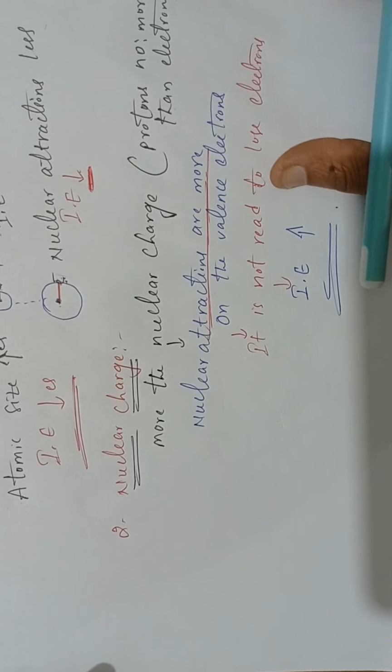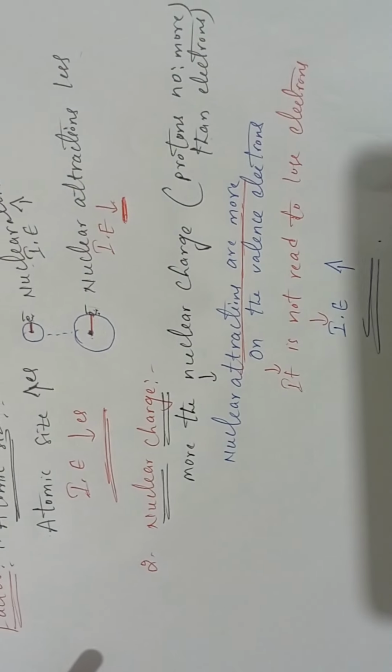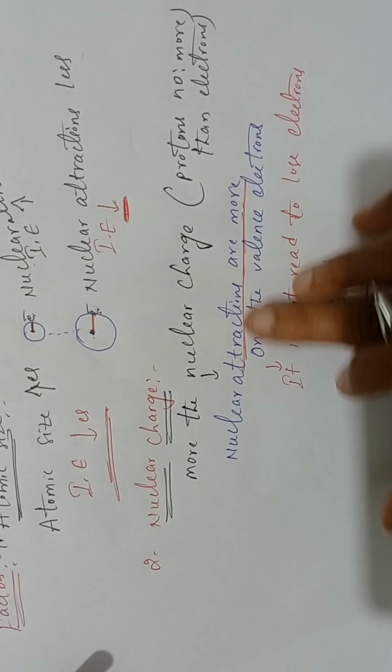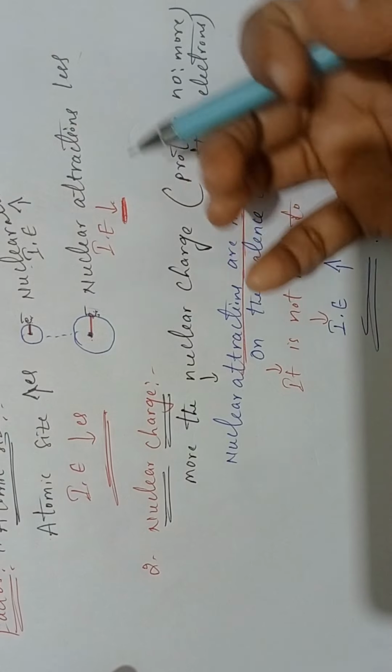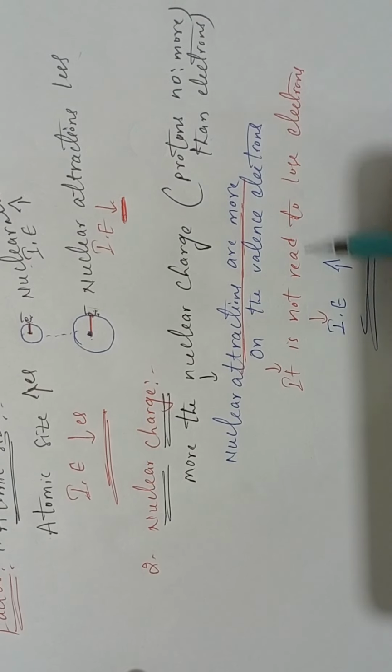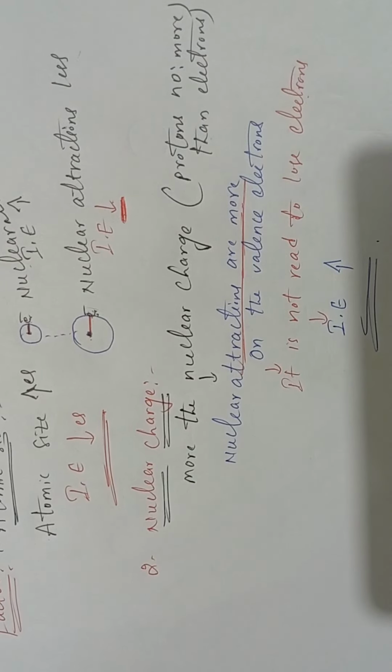Are you clear, students? As the nuclear charge increases, what will happen? The protons number is more than the electrons. That means nuclear attractions are more on the valence electrons. It is not ready to lose electrons. More energy has to be supplied to remove the electron. That's why ionization energy is more, students.